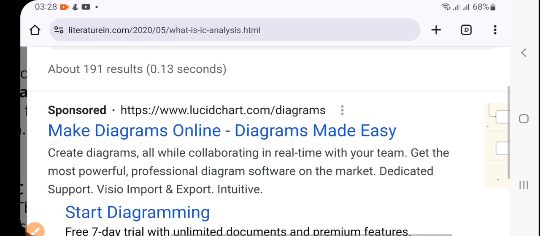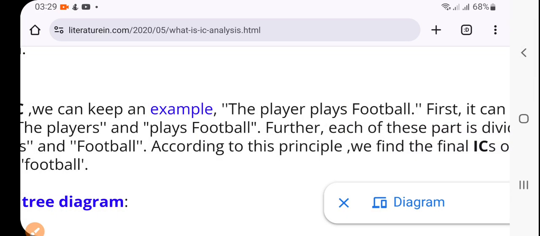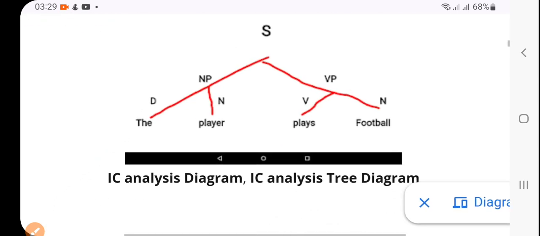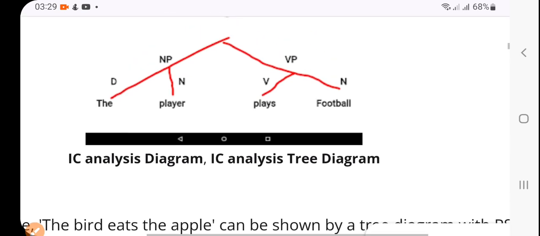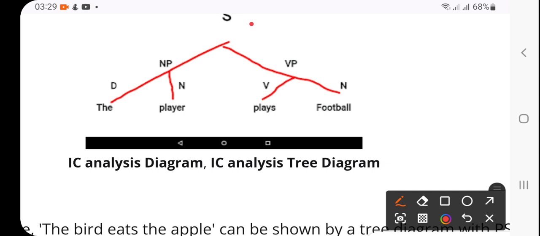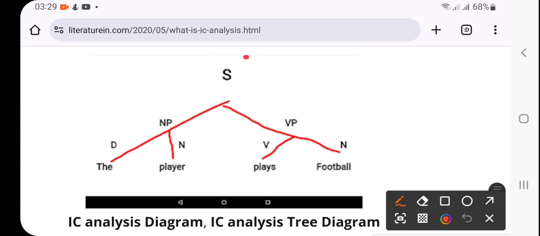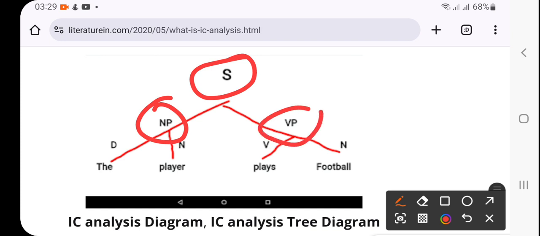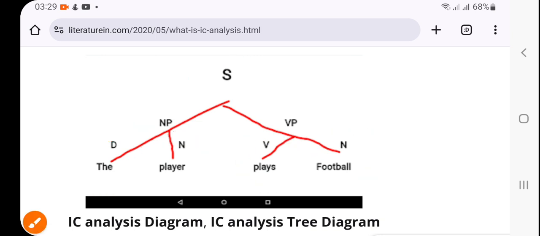So here we can see. Okay, the player plays football. This way we can do, right? So this is the sentence, then noun phrase, verb phrase, then determiner, noun, then here verb phrase, verb, and noun, right? This way. Okay.